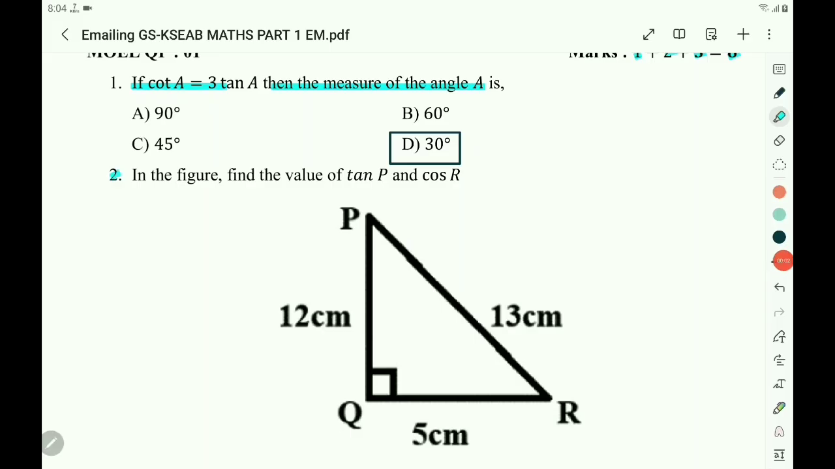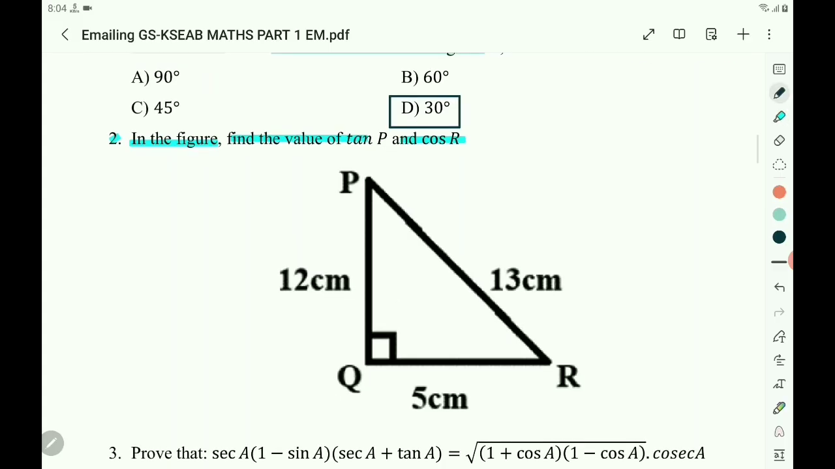Then the second question: in the figure find the value of tan P and cos R. Observe the figure here. Triangle PQR is a right angle triangle. All the 3 sides are given. And find tan P and cos R. Tan P is equal to opposite side by adjacent side. Opposite side by adjacent side.